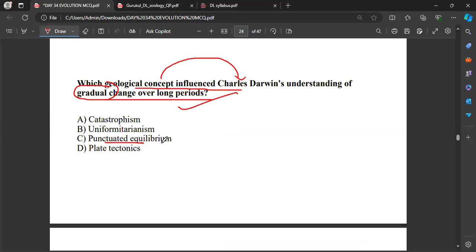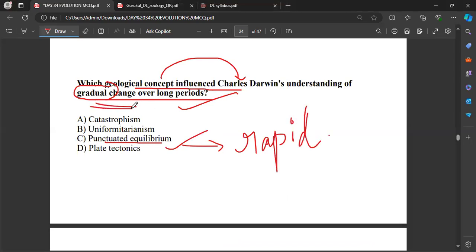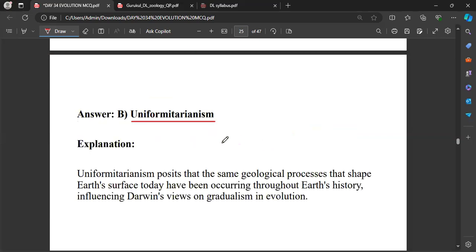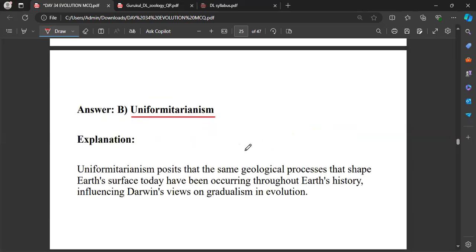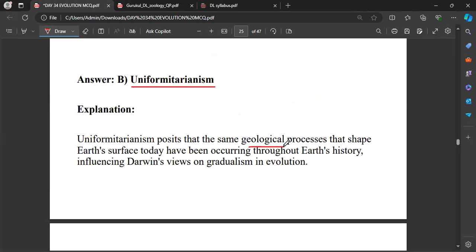Because in the case of punctuated equilibrium, you have to know that the changes will be rapid. But in phyletic gradualism, the changes are gradual. You should know the difference between these two terminologies. That will be entirely different. And here, uniformitarianism posits that the same geological processes that shape the Earth's surface today have been occurring throughout the Earth's history. That influences Darwin's views on gradualism, that is phyletic gradualism, right?